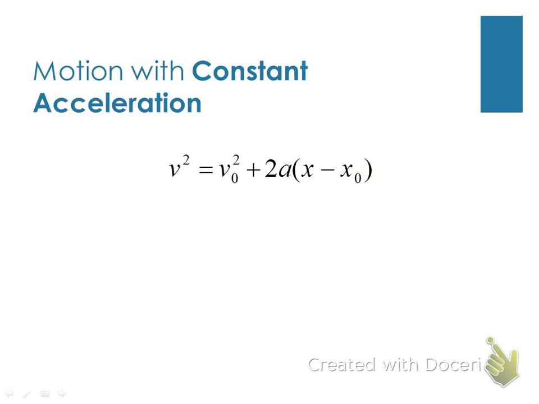Here's our third one. V squared equals v sub o squared plus 2a times x minus x initial. Sometimes you'll see that last term written as a delta x. It means the same thing, final x minus initial x, or final position minus initial position. It means the same thing.